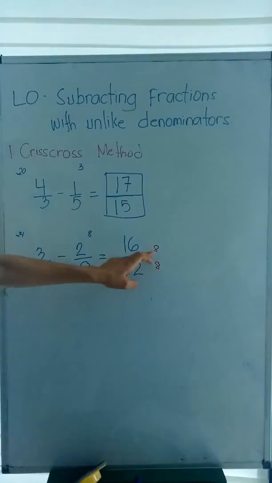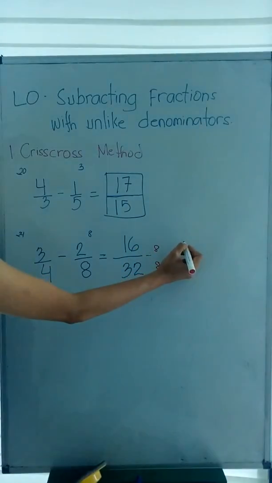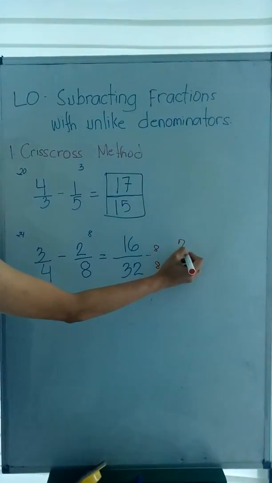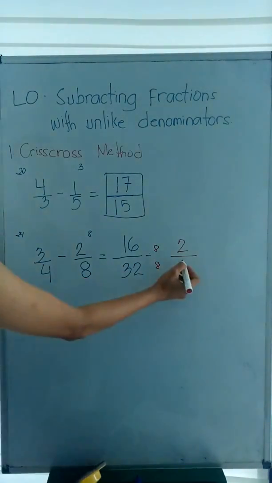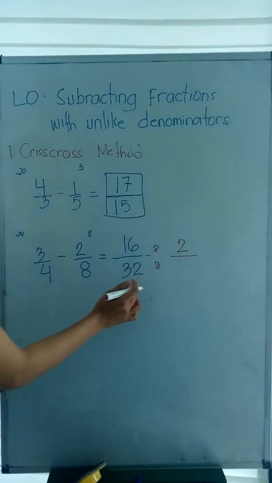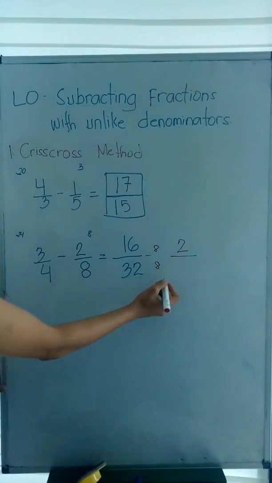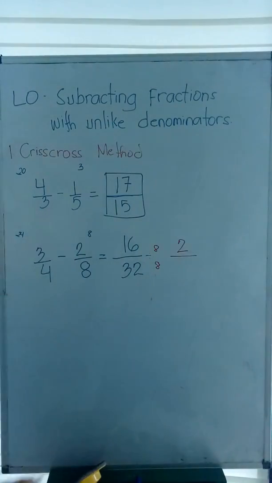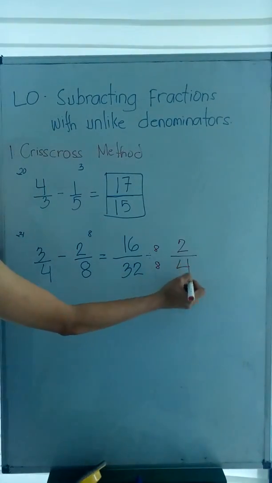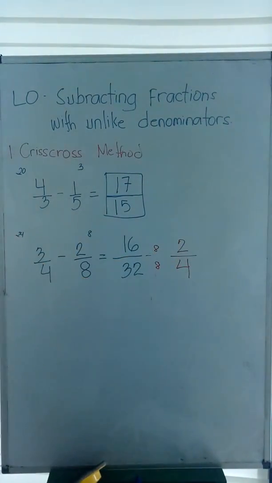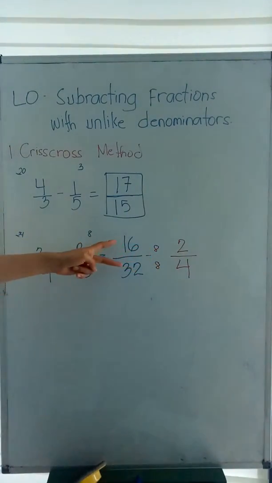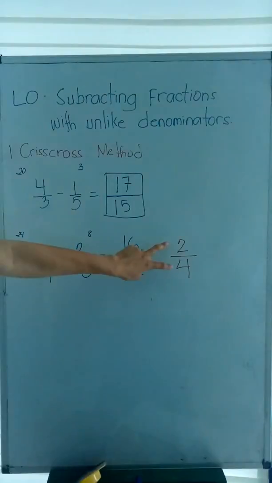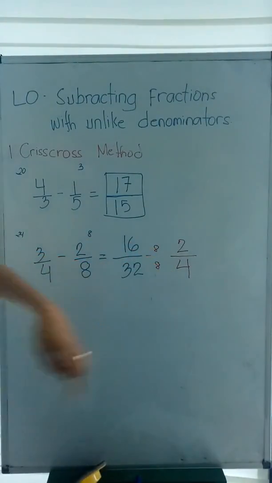So 16 divided by 8, the answer is 2. 32 divided by 8, sorry, the answer is 4. Now you have this answer, 2 over 4. You might think, it's a small number now. It's not big like 16 over 32. But look at it, 2 over 4.